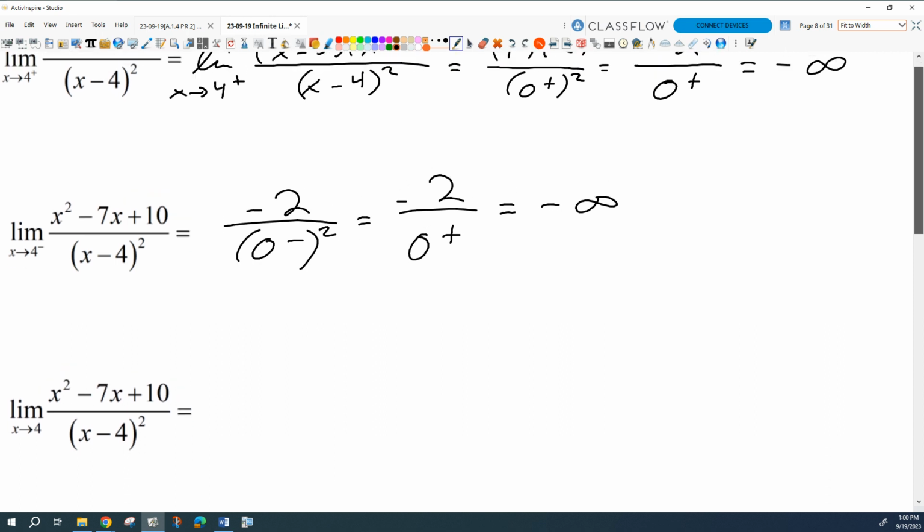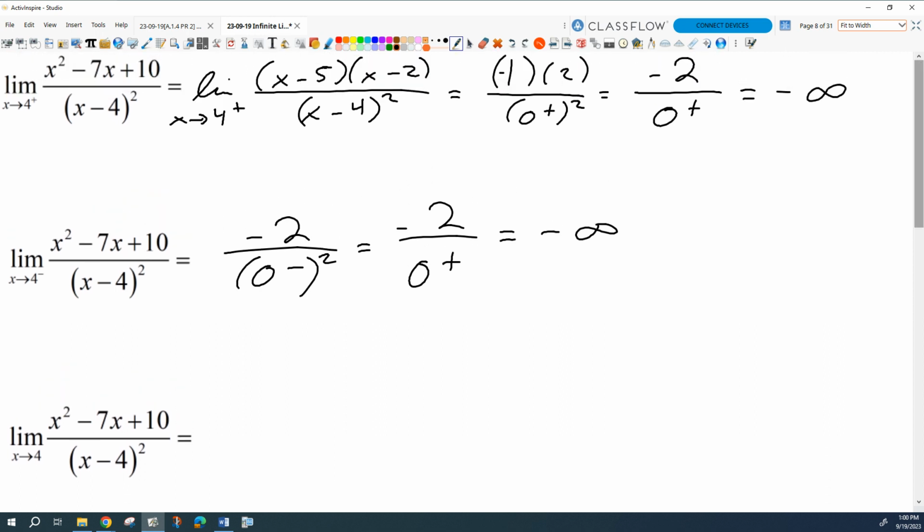And so now what could we say about the two-sided limit? Negative infinity. It doesn't exist, but this time we can say something about it. From both sides, it approaches negative infinity. And so we get the consistent answer, negative infinity.